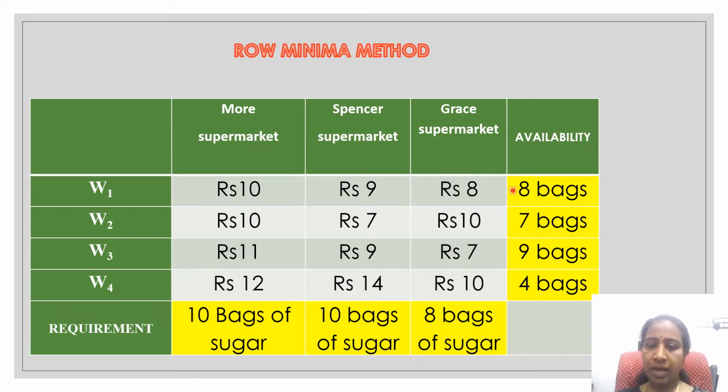So wholesaler 1 has 8 bags, wholesaler 2 has 7 bags, wholesaler 3 has 9 bags, and wholesaler 4 has 4 bags here. And what is given inside this table is the cost. That is, wholesaler 1, if he transports goods to More Supermarket, he charges 10 rupees per kg. So here 14. So wholesaler 4 who transports goods to the Spencer Supermarket charges 14 rupees per kg. So all those values within the table are nothing but the cost per kg or per unit for transportation.